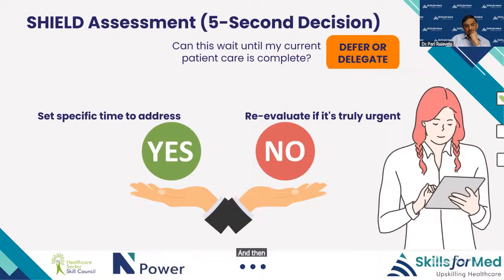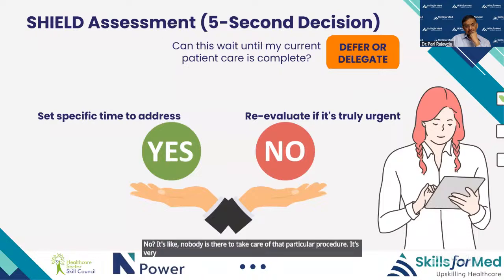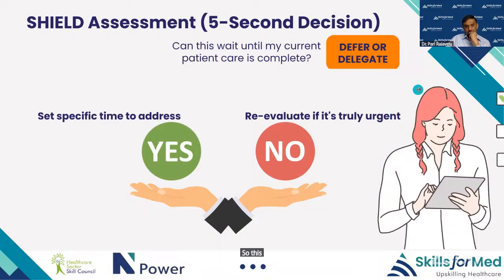And if it cannot wait, then re-evaluate if it's truly urgent. It's like nobody is there to take care of that particular procedure. It's very urgent, only you can do that role. Nobody is there in the duty where you're working now who is as competent as you to do that. Then you have to give a heads-up about the process you're doing, and hand over to the colleague who is good at it, and you can address that point. So this is about defer or delegate. So this is all about this SHIELD assessment.